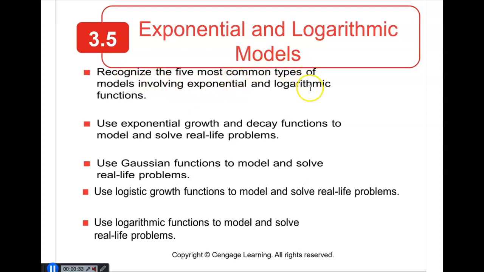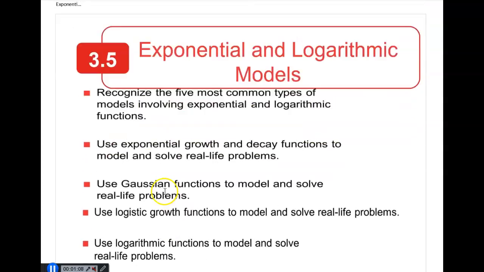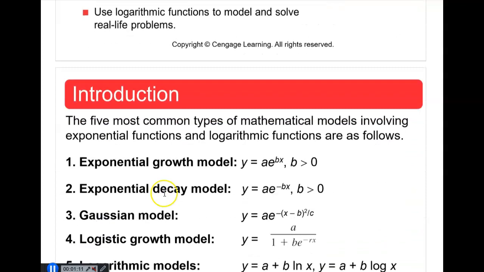So the objectives: we're going to recognize the 5 most common types of models involving exponential and logarithmic equations or functions. Use exponential growth and decay. Remember, I told you that was exponential increase and exponential decrease. So we have words for that, growth and decay. Functions to model and solve real-life problems, and use Gaussian functions to model and solve real-life problems. And then we are going to have a new type of function, logistic growth functions, to model and solve real-life problems, and then finally use logarithmic functions to model and solve real-life problems. So everything is about solving real-life problems.